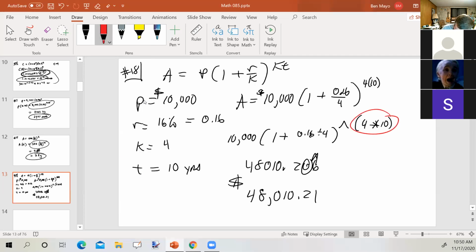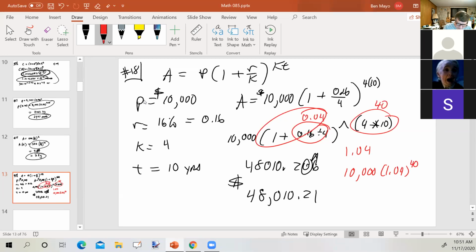Now, if I wanted to, I could take this and make it into 40, and I could take this and make it into 0.04, and then take this and make it into 1.04. So I could simplify those and then do that, and that should give me the same answer. Let's see if it does. And it does. But again, you don't want to simplify these things unless they still come out nicely. You don't want to round off ahead of time, okay? All right, that was 18.